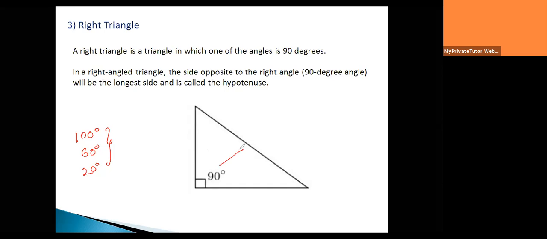What is opposite of this 90°? The opposite side of this 90° is called the hypotenuse. Okay, and the other two sides are called adjacent and opposite, depending on the angle. Okay, so can you please tell me the relationship between the angles? Here angle B is the fixed value, which is 90°. So can you please tell me the relationship between angle A and C?